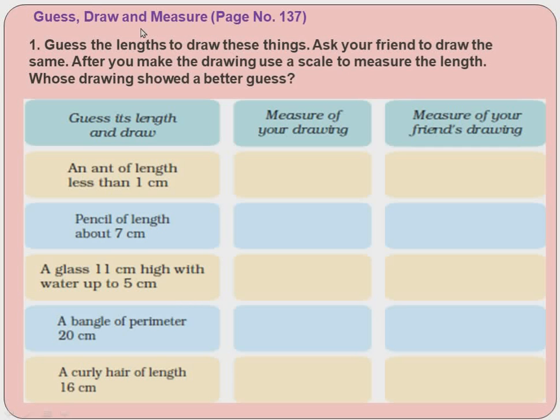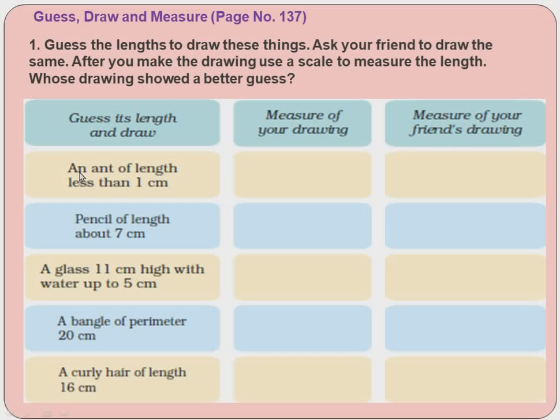Next, guess, draw and measure. Page number 137. Guess the lengths to draw these things. Ask your friend to draw the same. After you make the drawings, use a scale to measure the length. Whose drawing showed the better guess? Okay, children. So now what is this? This is an activity which you have to do along with your friend. Because as you are now not going to school, nearby your friends or your parents, anyone you can ask to do it, and you will also be doing.